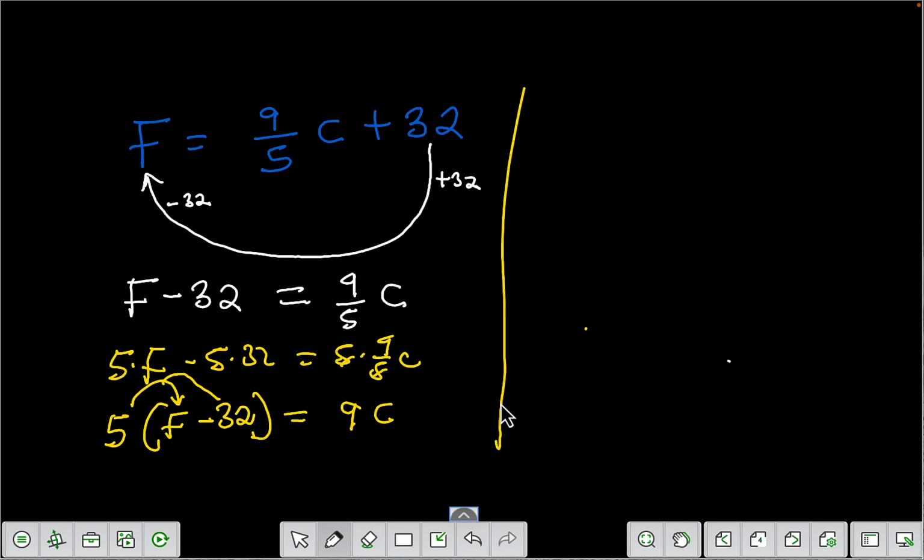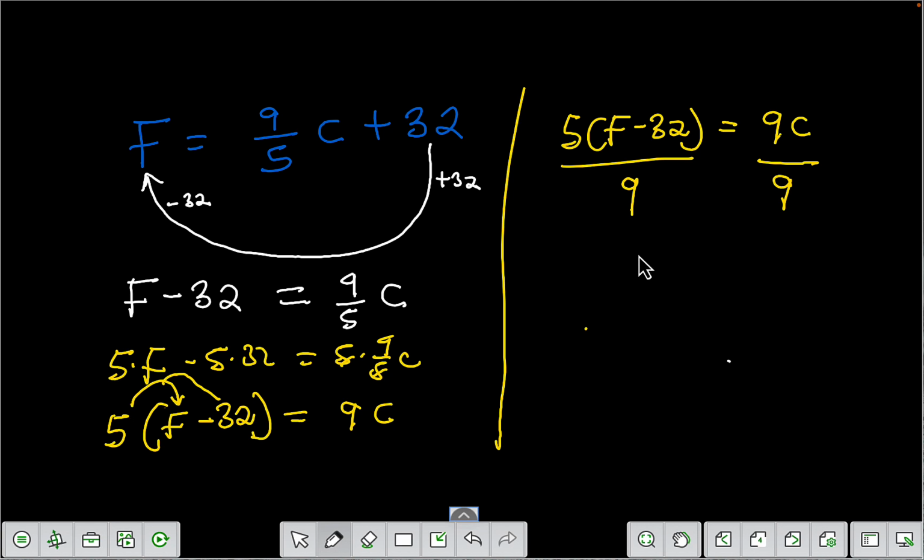Let's continue from here. So you have 5 times F minus 32 equals 9C. And so you have the division rule of equality, 9 here, 9 here. So that is going to give us C equals 5 times F minus 32, over 9.